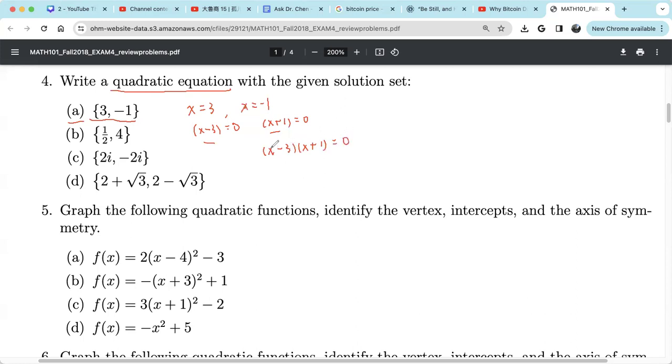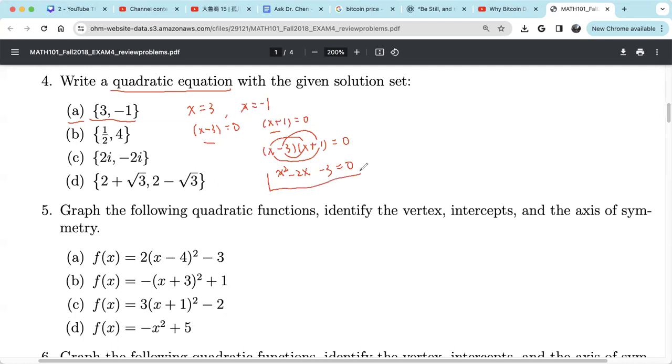And maybe you can FOIL it out: x times x is x squared, -3 times positive 1 is -3, -3 times x is -3x, x times 1 is 1x, and that gives -2x, so x squared minus 2x minus 3 equals 0.